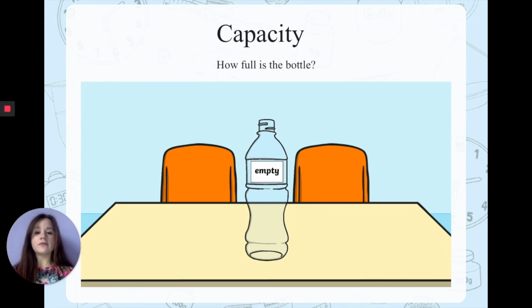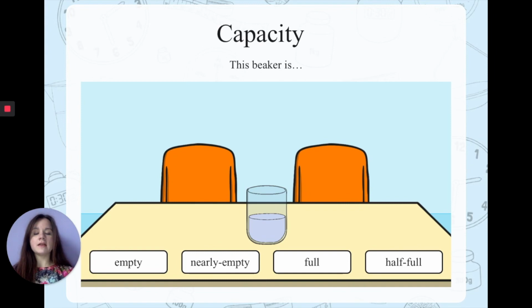Well done if you already knew these words. So now let's see if you've got it. Pause the video to tell me if this beaker is empty, nearly empty, full or half full. Pause the video to tell your adults. Well done if you said that the beaker is half full.